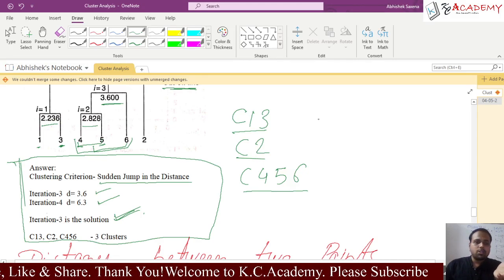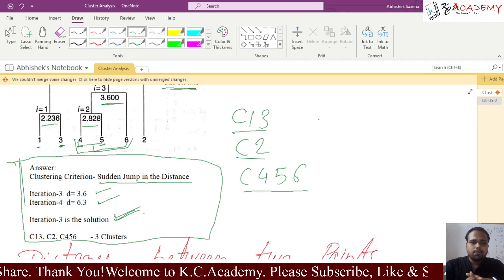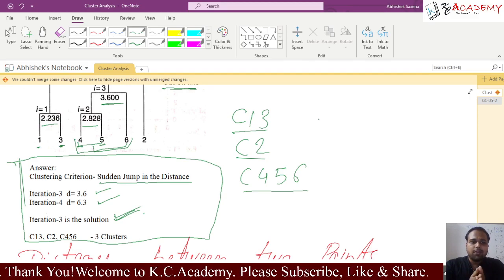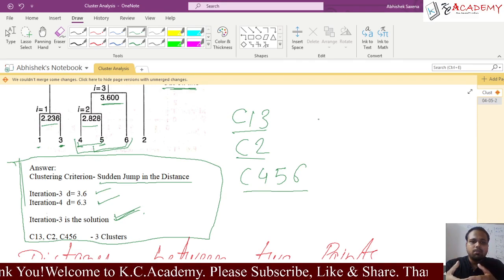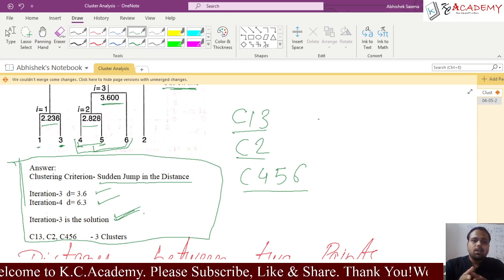I hope you understood the cluster analysis by this technique. If you have any queries, I will be adding notes of this one also. So if you have any query, you can ask me.